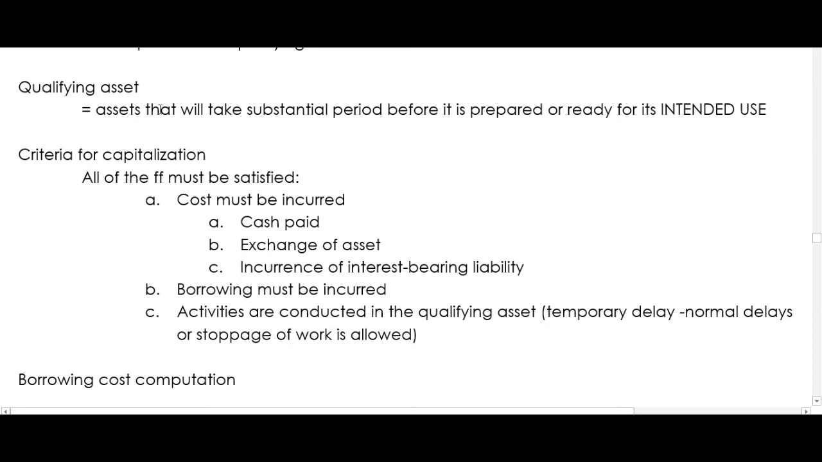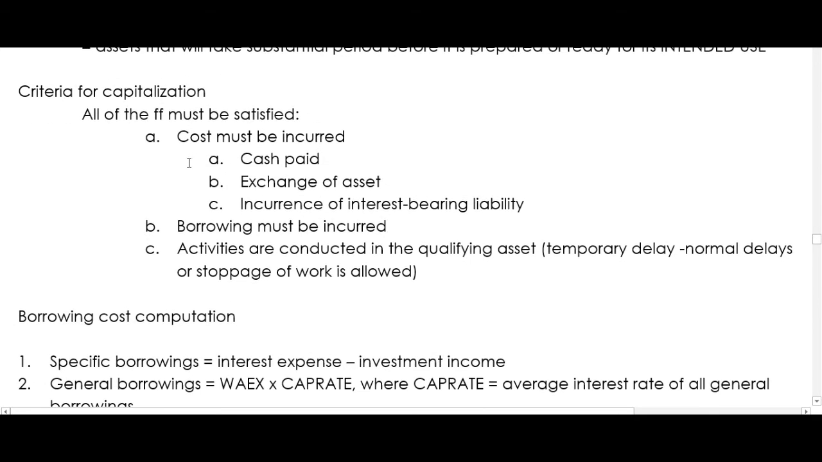Alam na natin na ang qualifying asset ay yung item na medyo matagal, meaning 1 year siguro minimum or beyond, in order for it to be ready for use. Okay? The criteria for capitalization as provided already, yung sinabi natin kanina, so dapat may nagagastos, dapat may borrowing na nai-incur, tapos may activities na nangyayari.